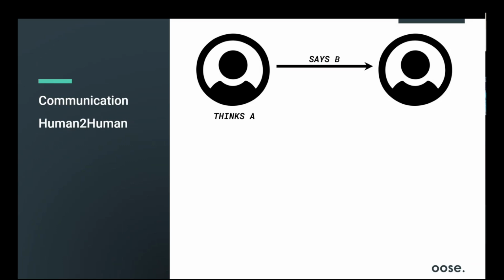And now the other person hears B, but understands C. So we have a difference between A and C now. And that's, well, that's a communication problem. A technique to avoid this is active listening.